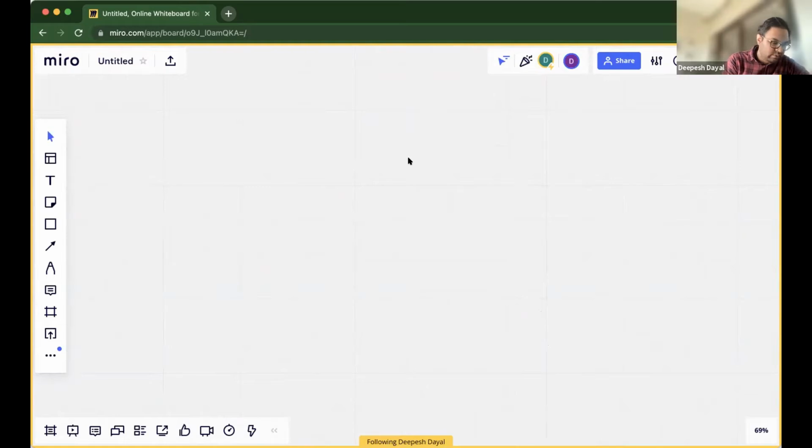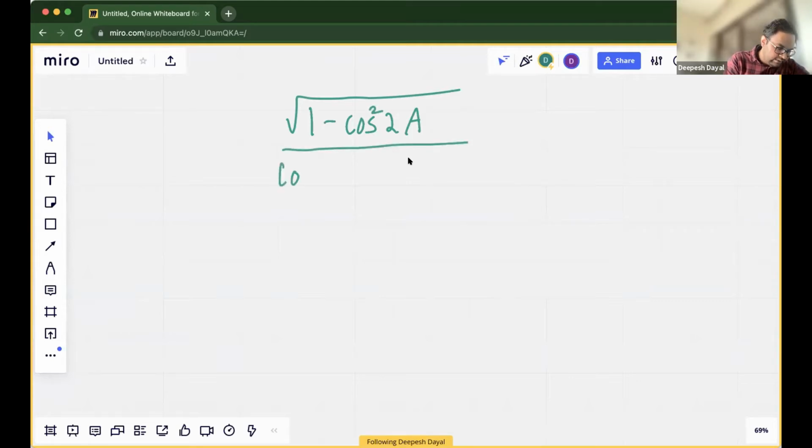So we've got here the square root of, okay, this is not a pen, this is a highlighter, so I have to fix this. Let's do this. Square root of 1 minus cos squared 2a over cos minus a times, okay. So yeah, what are we going to do here?